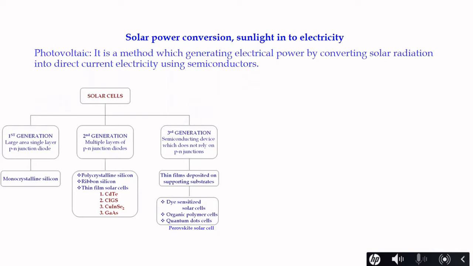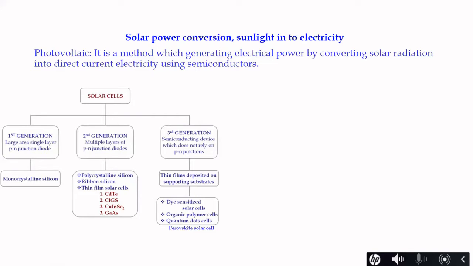Here, the first generation solar cells have a large area single layer PN junction diode, for example, monocrystalline silicon. The second generation solar cells have multiple layers of PN junction diodes, for example, polycrystalline silicon and ribbon silicon. Then thin film solar cells, such as cadmium telluride, copper indium gallium selenide, copper indium selenide, and gallium arsenide.